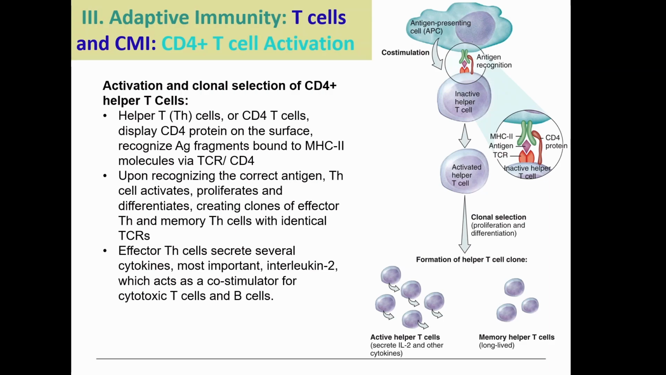They're going to recognize the antigen, and these helper T cells are then going to activate and start dividing, right? We've been activated, and then we create clones of effector cells and memory cells. Both of these memory and effector cells have the same receptors. The effector cells then release cytokines like interleukin-2, which helps trigger cytotoxic T cells and B cells. The memory cells can hold on to this long term.